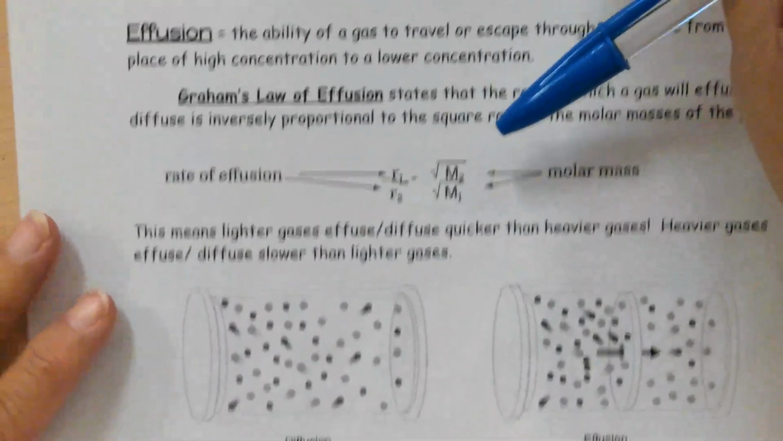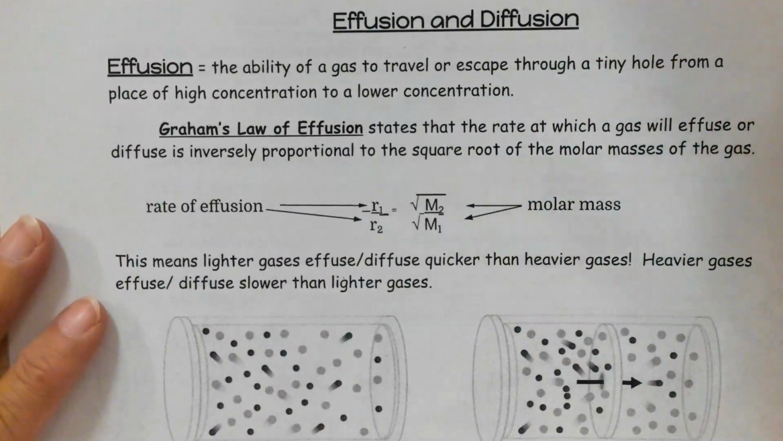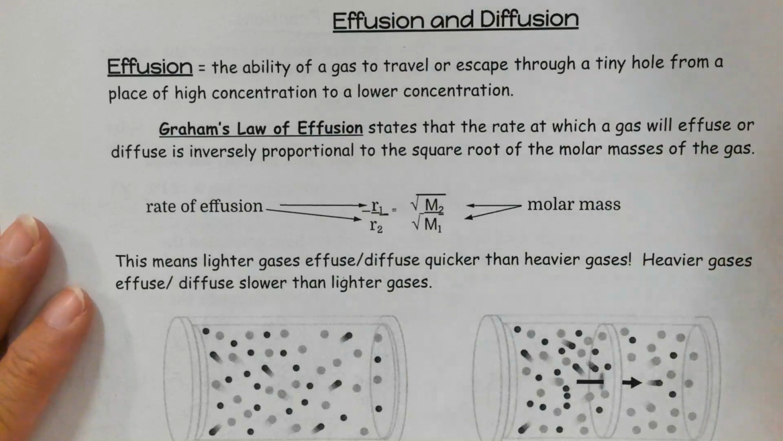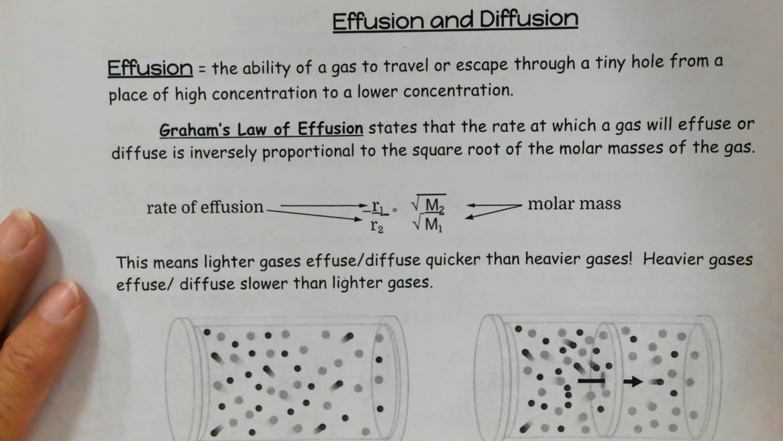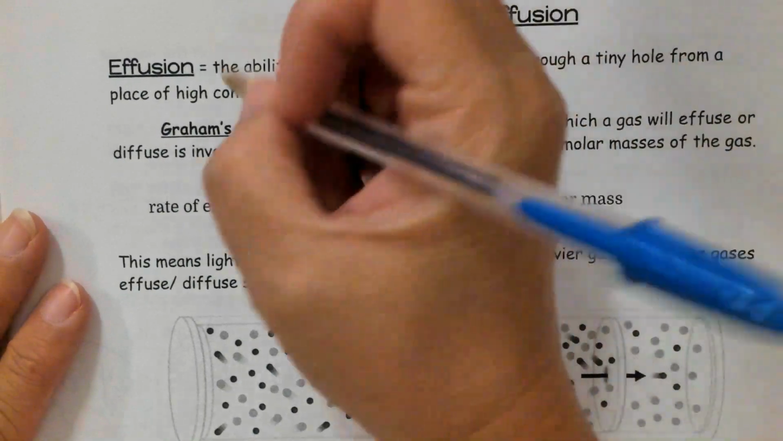So we talk about two main terms here today with gases: they can either effuse or diffuse. Now, effusion is the ability of a gas to travel or escape through a tiny hole from a place of high concentration to low concentration.